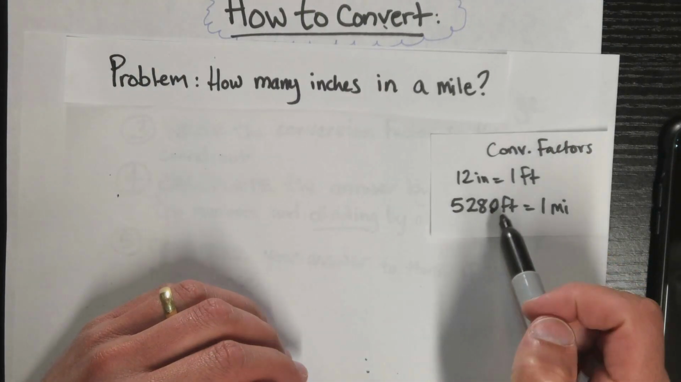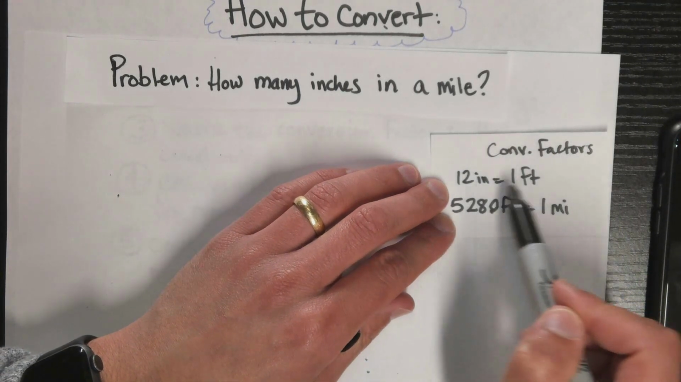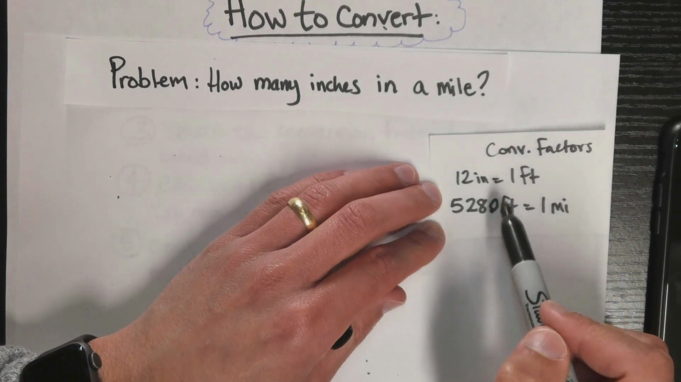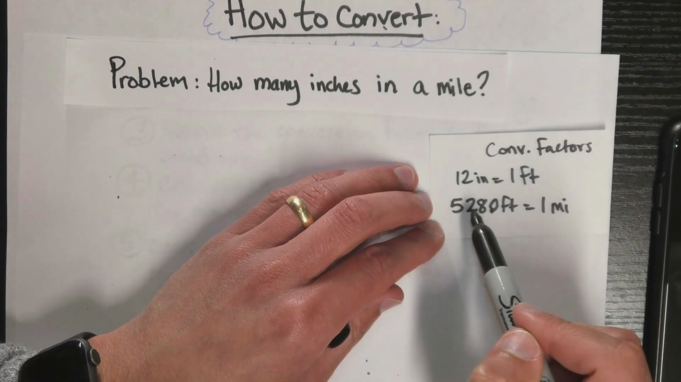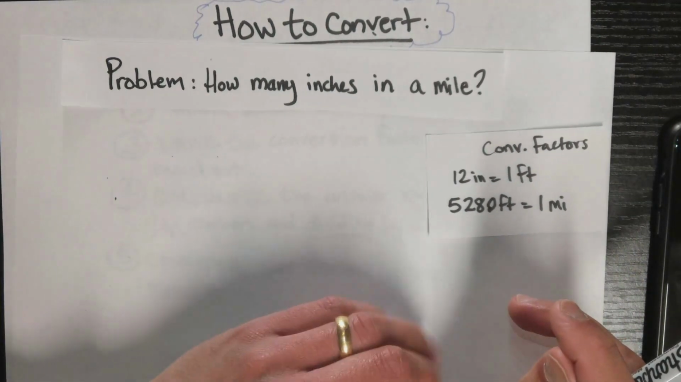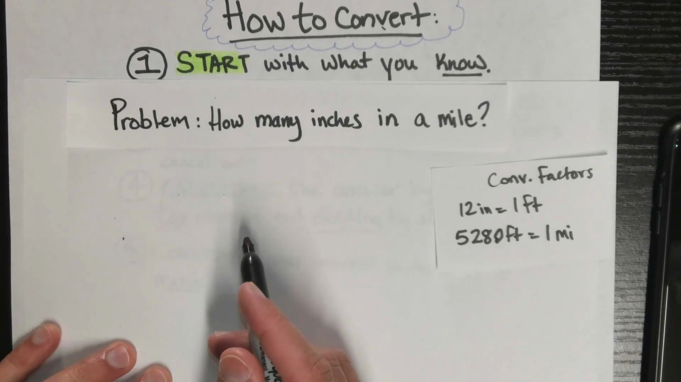First off, the conversion factor of going from inches to feet: 12 inches in 1 foot. And you could look these up, right? If you didn't know them. And then how do I get from feet to miles? There's 5,280 feet in 1 mile. Again, you could just look those up if you didn't know them. So let's convert first. Start with what you know.